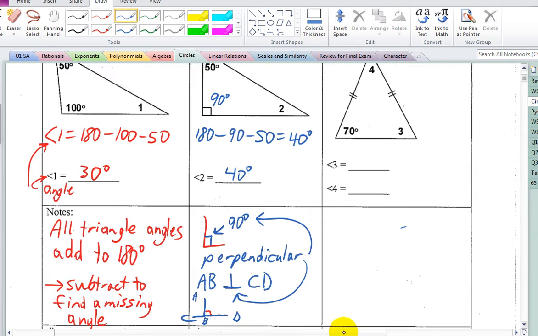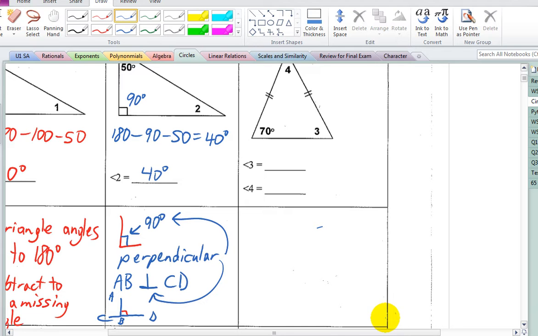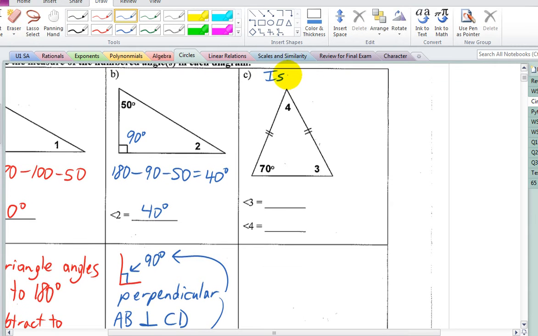So then we slide over into this special little triangle. Okay. So this is called what kind of triangle, where we have two equal base angles? Isosceles. Okay. So isosceles has two equal slant sides, as well as two equal base angles.